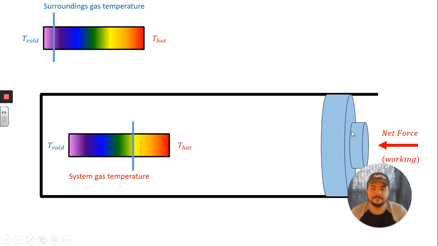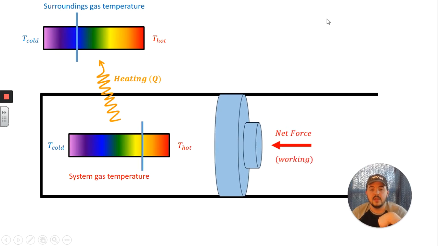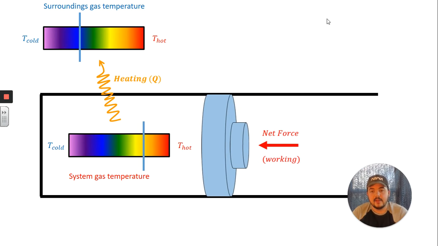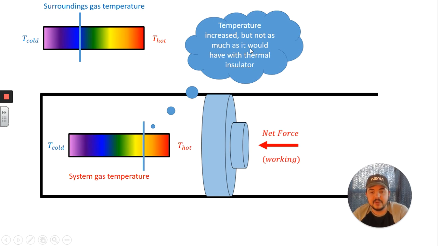Let's watch that again. So both temperatures increase, but there is a heating that happens from the system to the surroundings because this system is always warmer than surroundings at any given time, but the temperature here is still increasing because of the working that's done. Let's watch that one more time. And if you need to, you can go back and pause and rewatch this video until you're on board with everything that happened there. But let's label it. The temperature increased, but not as much as it would have with a thermal insulator. So there was still a temperature increase, but less so than the case with a thermal insulator.